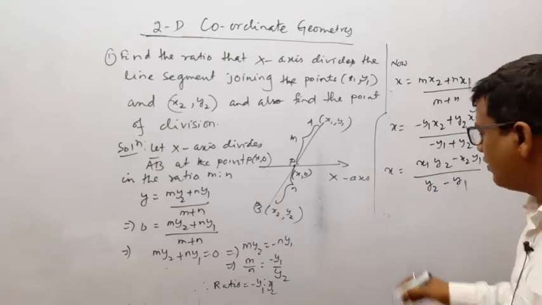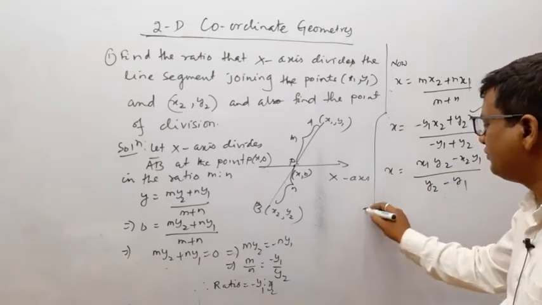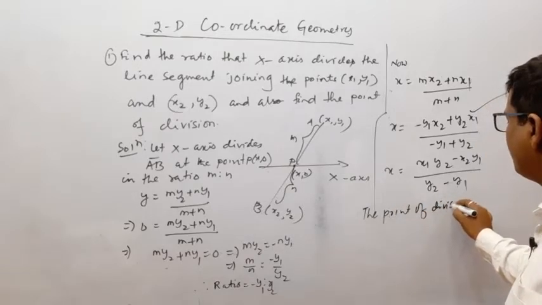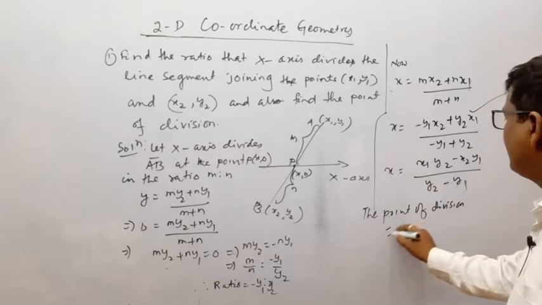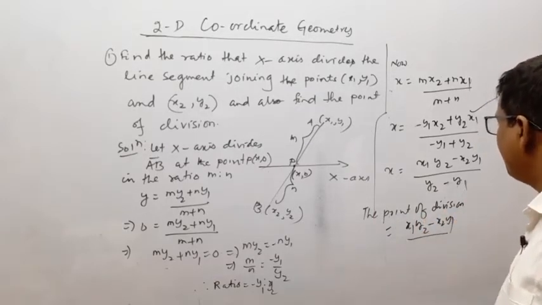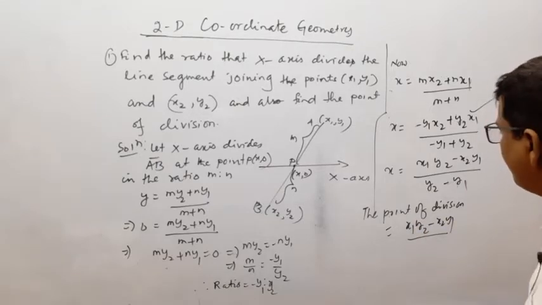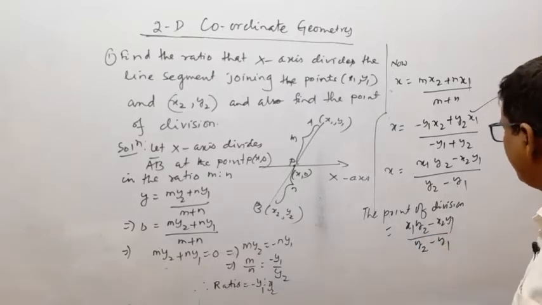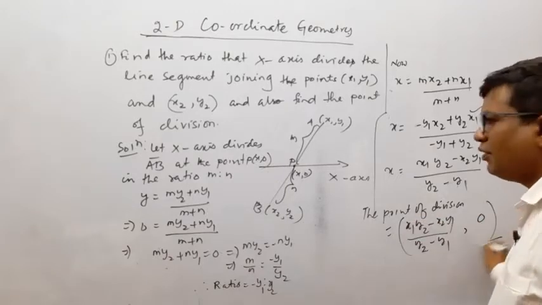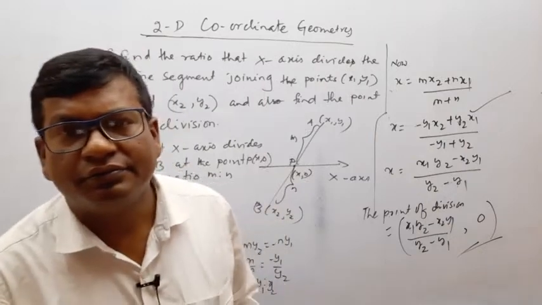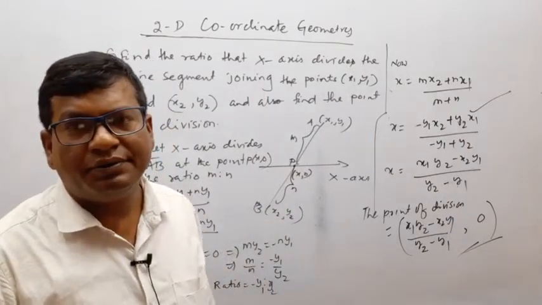This is the x coordinate. Now the point of division is equal to (x1 y2 minus x2 y1) divided by (y2 minus y1), comma 0. This is the point of division.